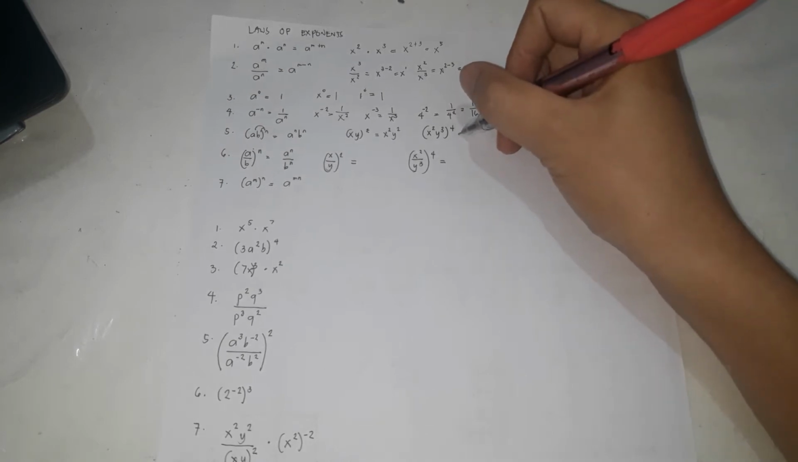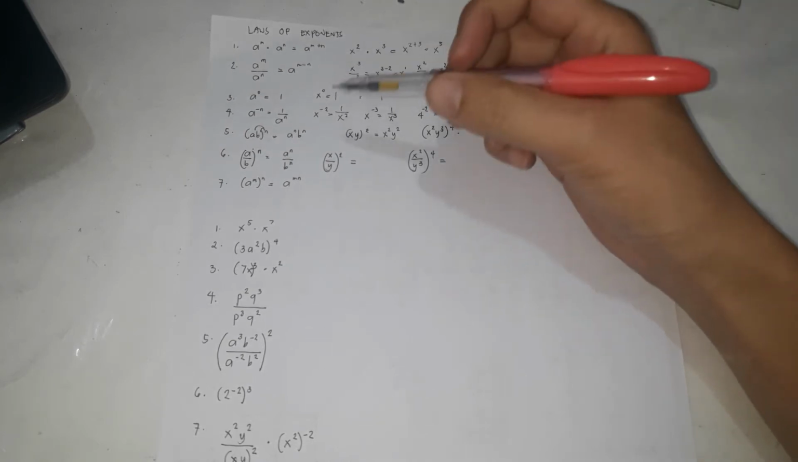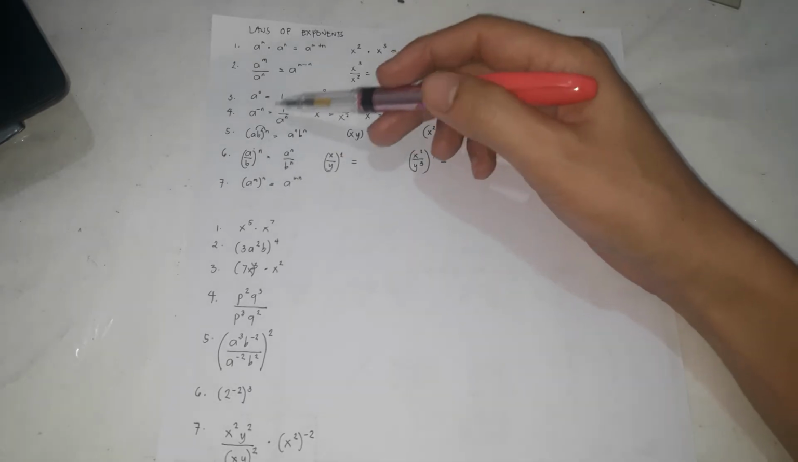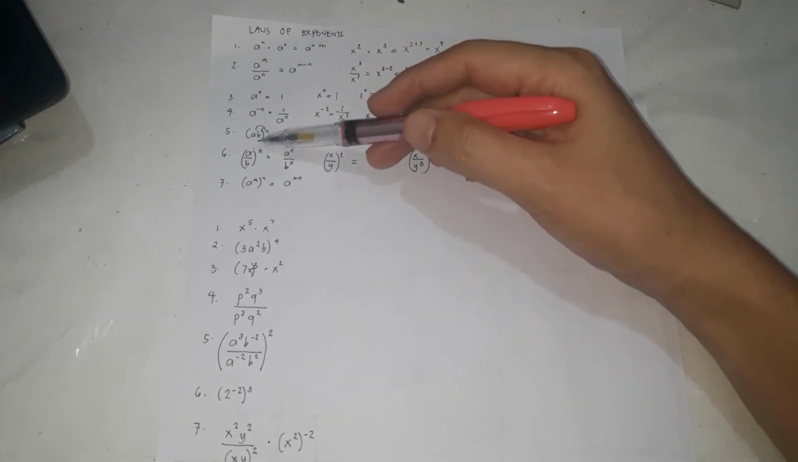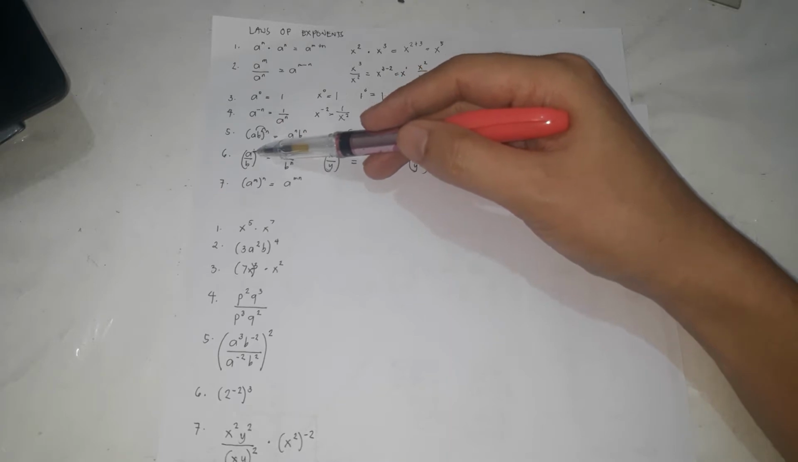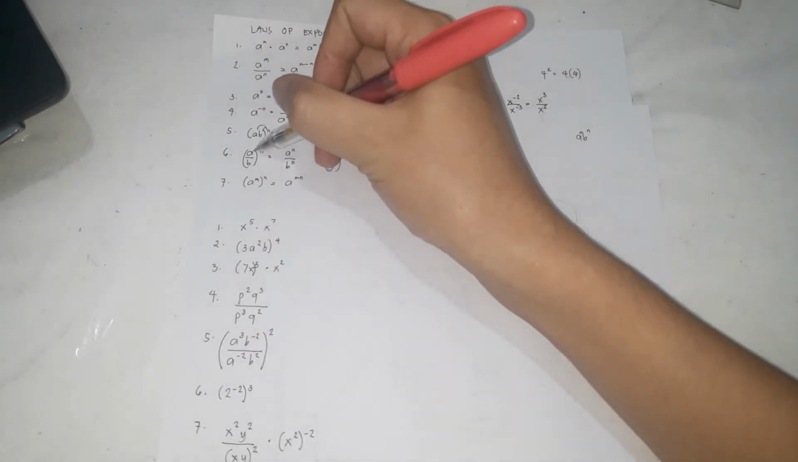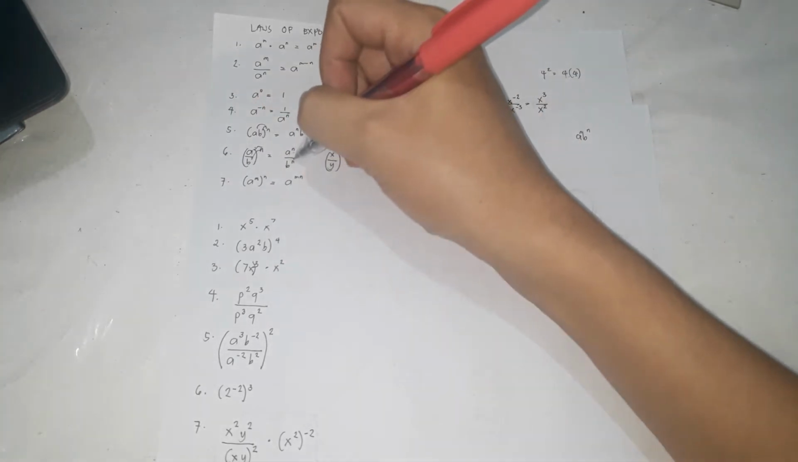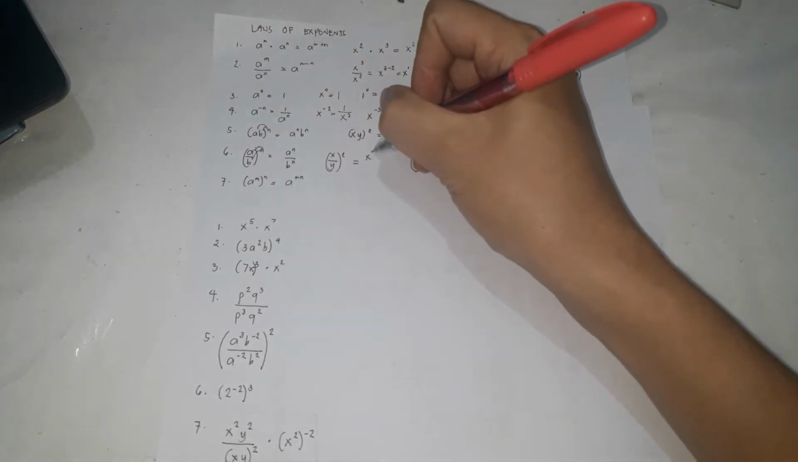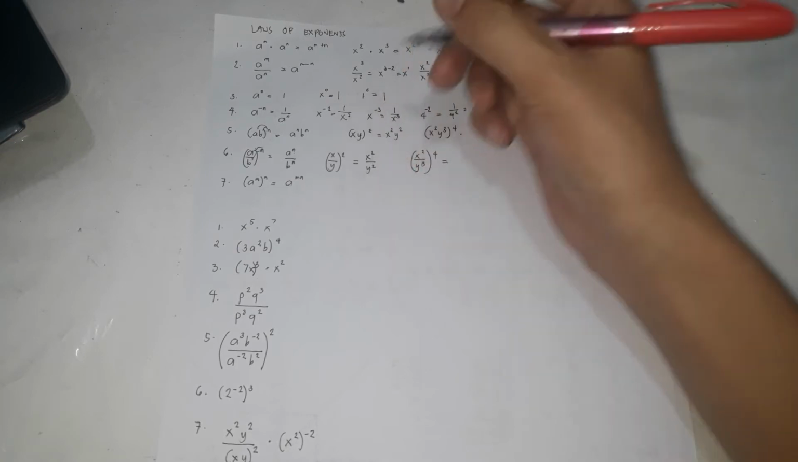For this one, we need to discuss first this number 7. The same process in here, kapag division naman, i-distribute mo pa rin. I-distribute mo siya sa taas, i-distribute mo rin siya sa baba. So nagiging a^n over b^n. So dito magiging x^2 over y^2.